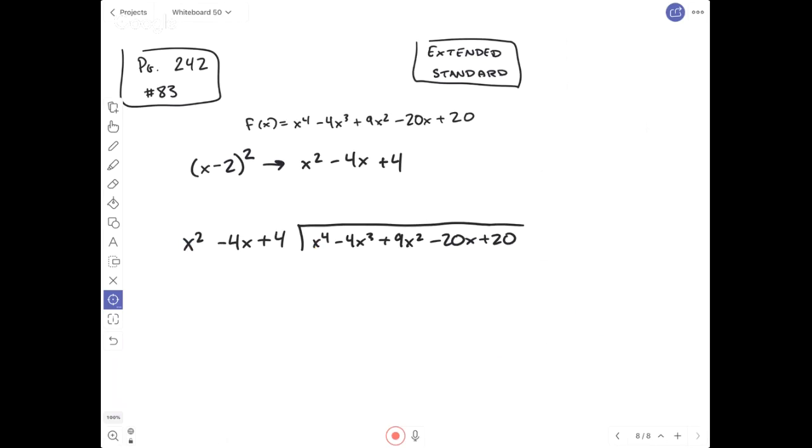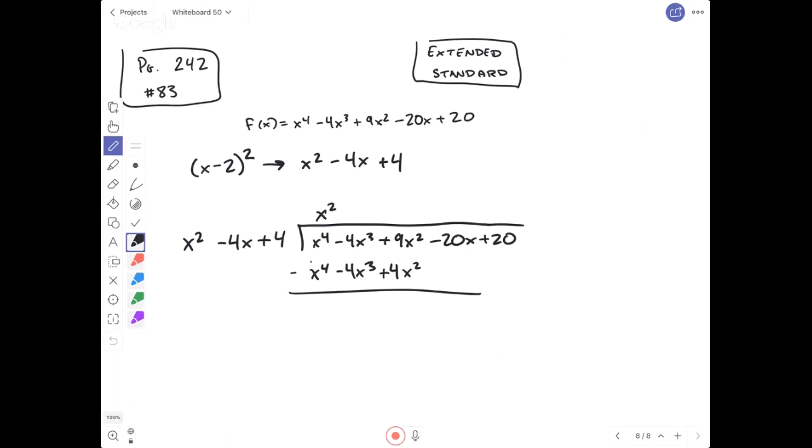X squared goes into the x to the fourth, x squared times. X squared times x squared is x to the fourth. X squared times negative 4x is negative 4x cubed. X squared times 4 is 4x squared. Subtract. X to the fourth minus x to the fourth is 0. Negative 4x cubed minus negative 4x cubed is 0. 9x squared minus 4x squared is 5x squared. Bring down.